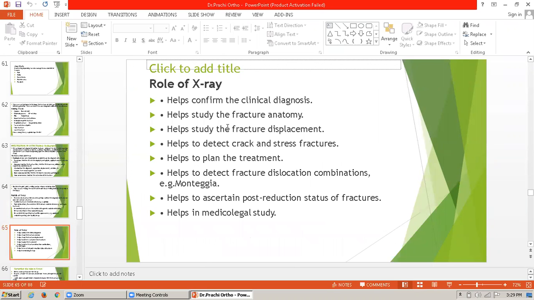Then the role of the X-ray. What is the role of the X-ray in fractures? X-ray helps to confirm the clinical diagnosis. It helps the study of the fracture anatomy. Then X-ray helps the study of the fracture displacement. It helps to detect crack and stress fractures and helps to plan the treatment. It also helps to detect fracture dislocation combinations, for example, Monteggia, and helps to ascertain the post-reduction status of fractures, and for medico-legal study.